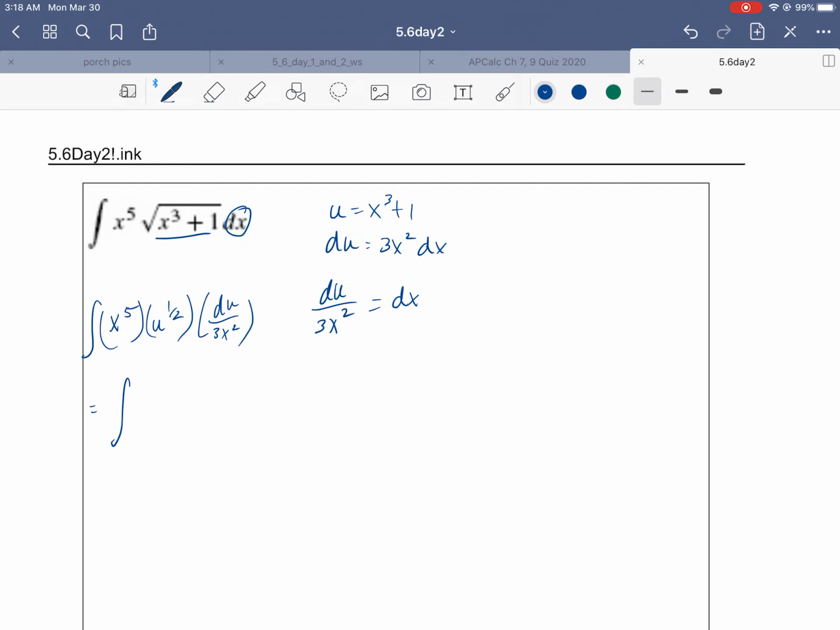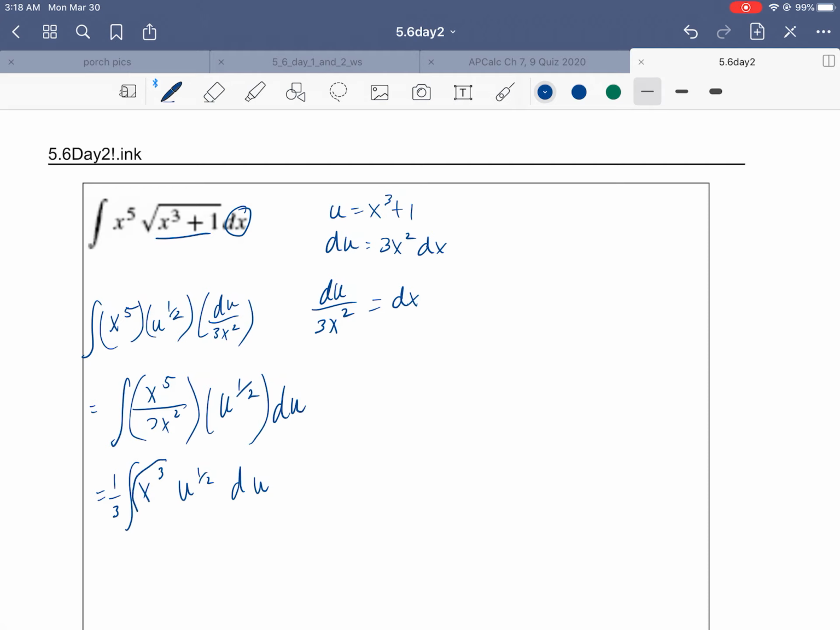So look for things that you can simplify. Well, we've got x terms that I can divide. Isn't this the same as saying x to the 5th division of 3x squared over here? Because multiplication and division is commutative. And if I write it like this, then I have x to the 5th over x squared, I have an x cubed. I have a 1/3, but that can come out. u to the 1/2 and a du.